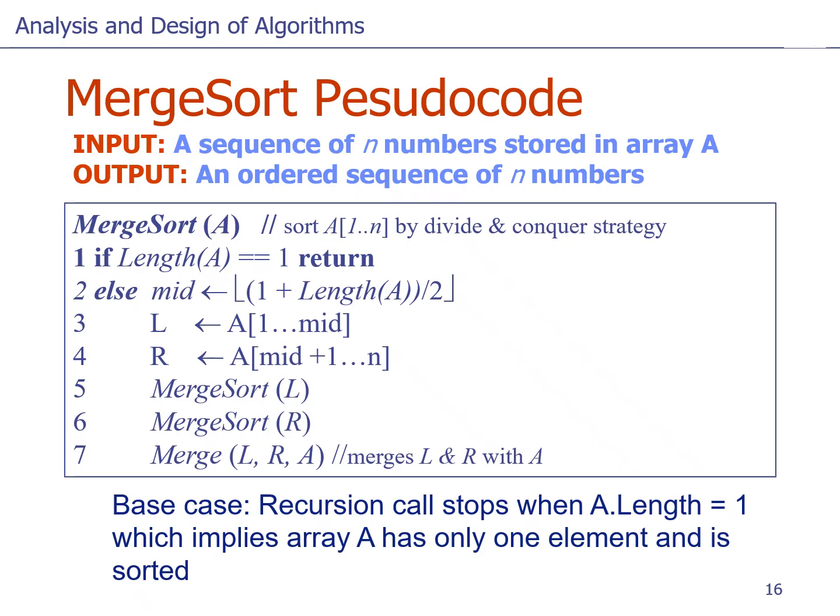Mid: I got an array of size n, array A, and then I take the length of A divided by 2, and that would be my midpoint. So what that means is I am given an array of size n, and I've split it into two halves, n by 2 and n by 2. Why am I saying two halves? Because this is what the code is saying. L will have one half, from 1 to mid, and R will have the second half, from mid plus 1 to n.